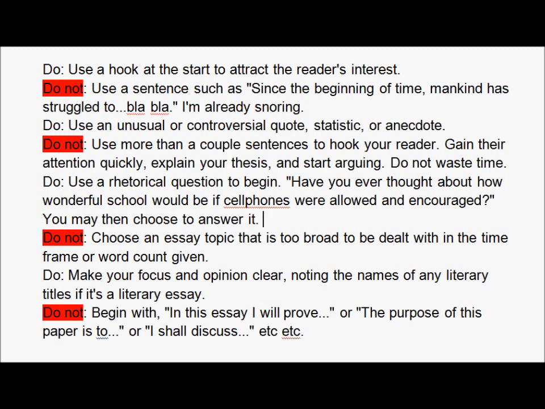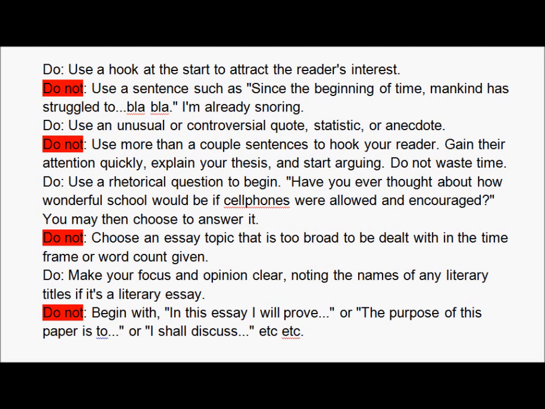So don't start with since the beginning of time or whatever. Don't use huge generalities. Do use an unusual or controversial quote, statistic, or anecdote. If you can actually come up with some statistic or controversial quote or anecdote, then that's a way better way to start than to use something boring and generalized. Do not use more than a couple sentences to hook your reader. Now, 2 or 3 should be the maximum. Probably shouldn't go beyond that unless you absolutely need to, but you need to hook their attention quickly.